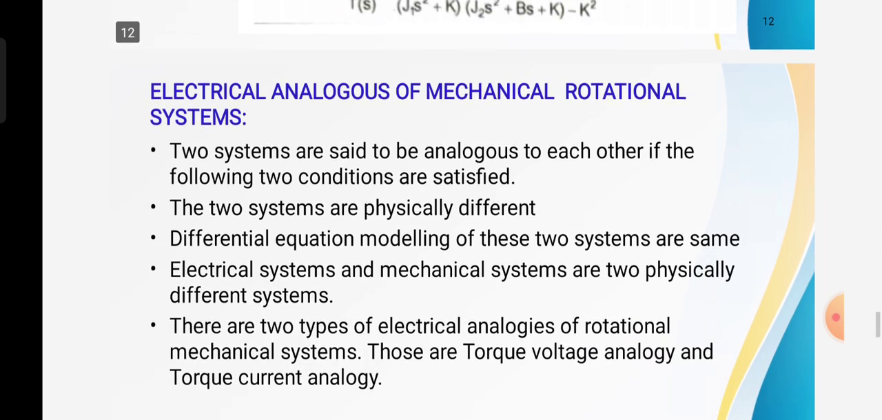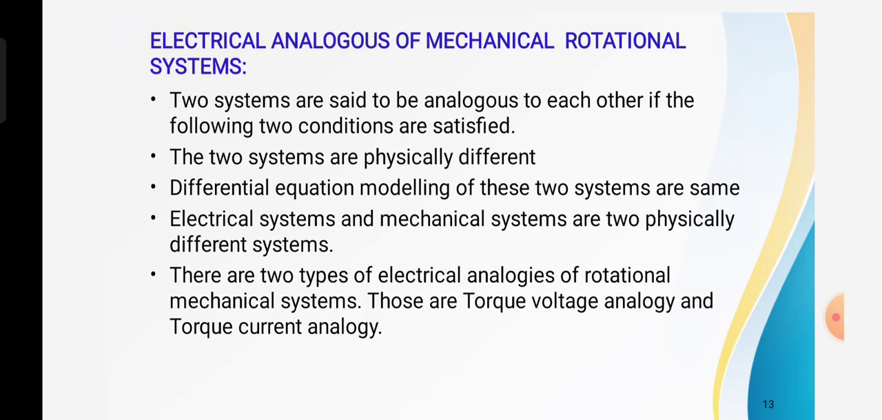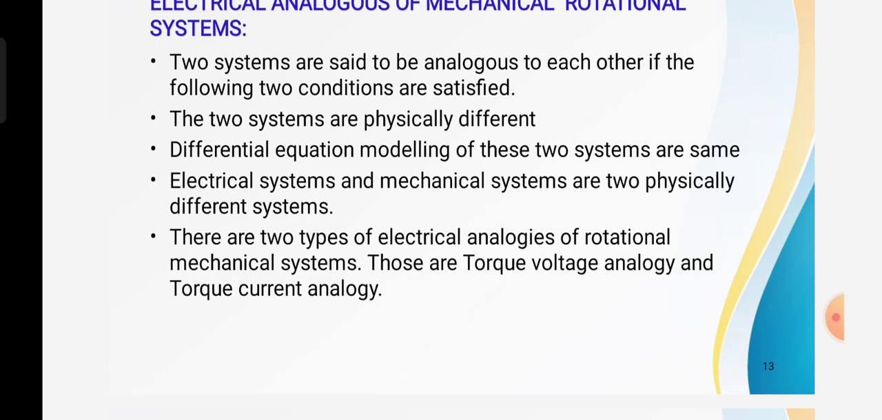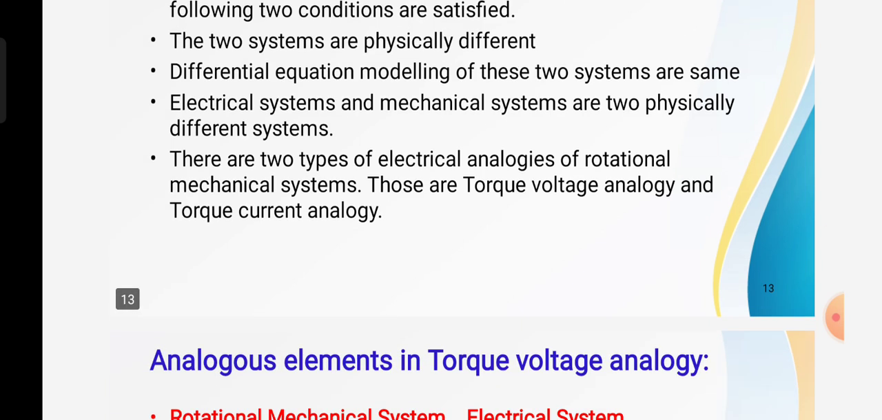So next topic, electrical analogous of mechanical rotational systems. Two systems are said to be analogous to each other if two conditions are satisfied: the two systems are physically different, and the differential equations modeling these two systems are the same. Electrical systems and mechanical systems are two physically different systems, but if the differential equation modeling is the same, then they are called analogous systems. There are two types of electrical analogous of rotational mechanical system: torque voltage analogy and torque current analogy.